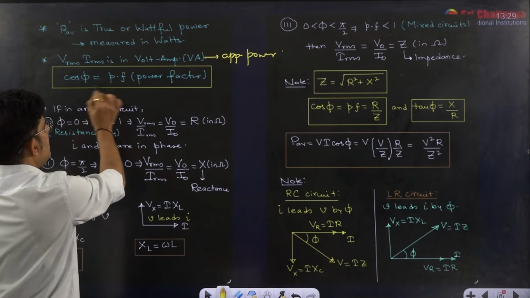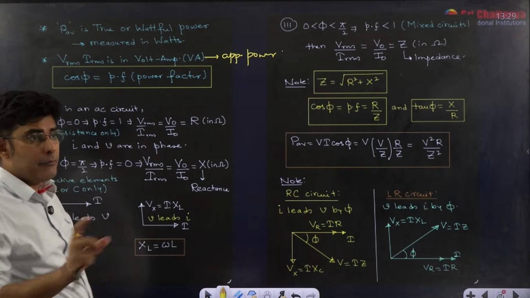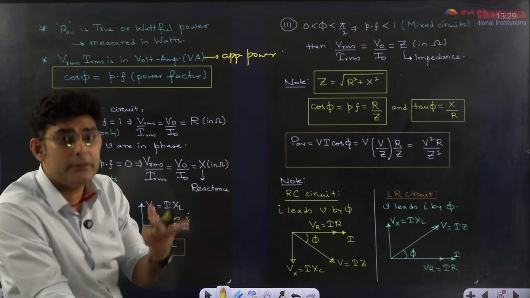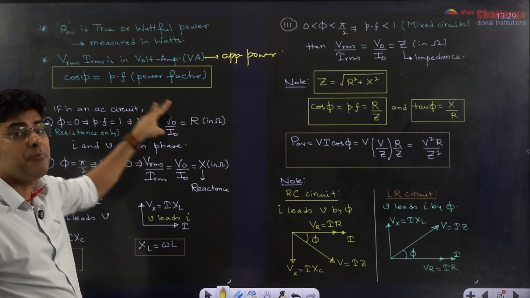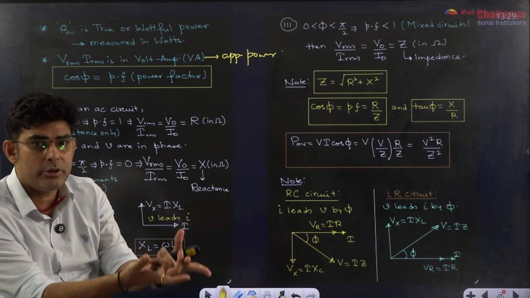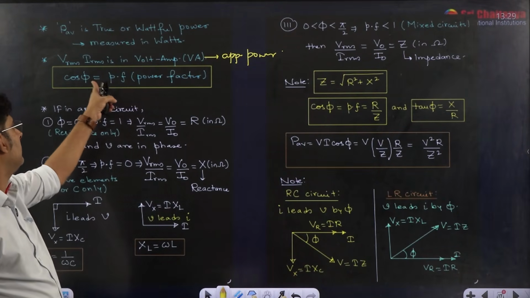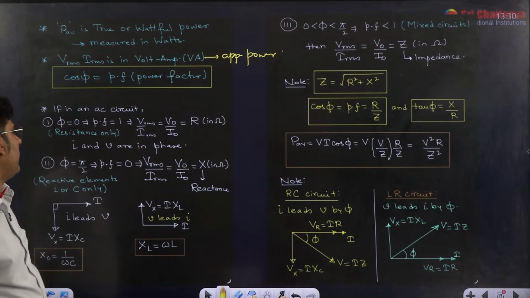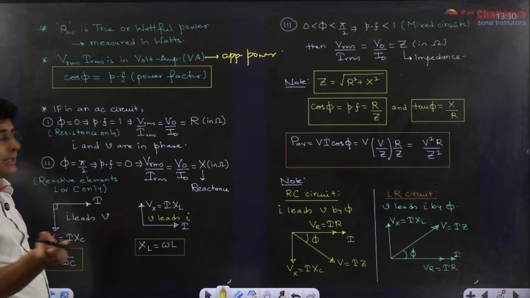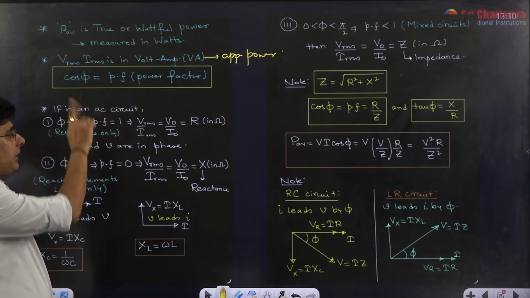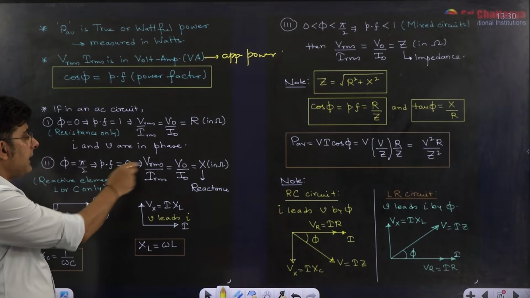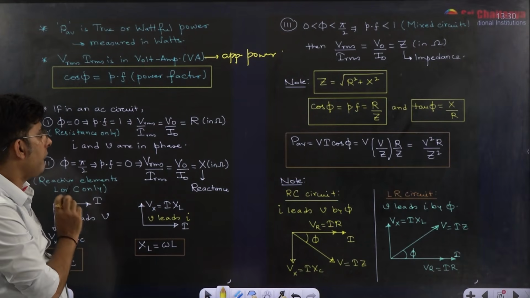So cos phi here is called the power factor. VI is the apparent power. When you multiply VI by cos phi, you get the true power. So cos phi is given the name power factor. Out of the total theoretical power, how much is actually appearing, that factor is called the power factor, cos phi. For AC circuits, it plays a very important role. If the phase difference between voltage and current, which is phi, is 0, the power factor will become 1. In that case, we will say that voltage and current are in phase.